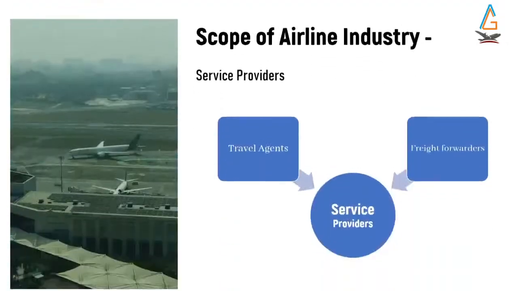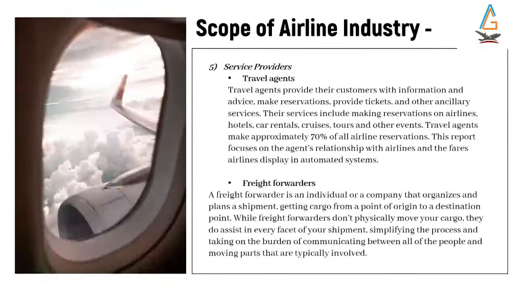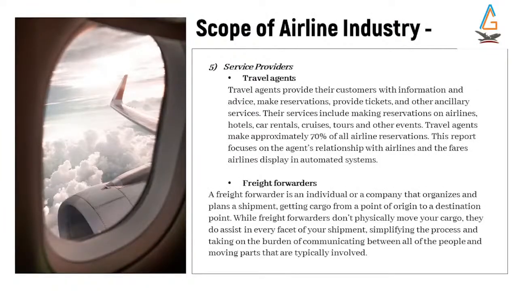Then we have service providers. Those are travel agents and freight forwarders. I don't have to tell you much about travel agents because you know who they are and what work they do, right? So I'll be directly jumping onto freight forwarders. Freight forwarders are the courier companies that help airlines get shipments delivered from one point to another.